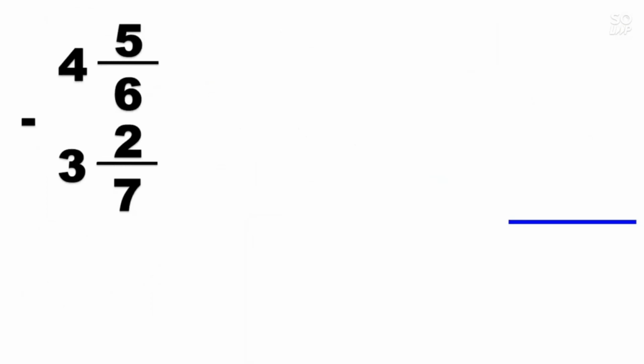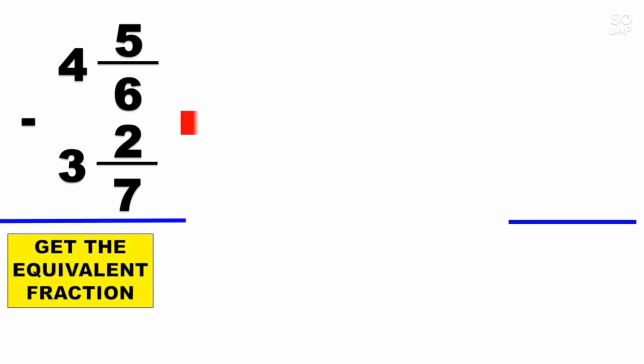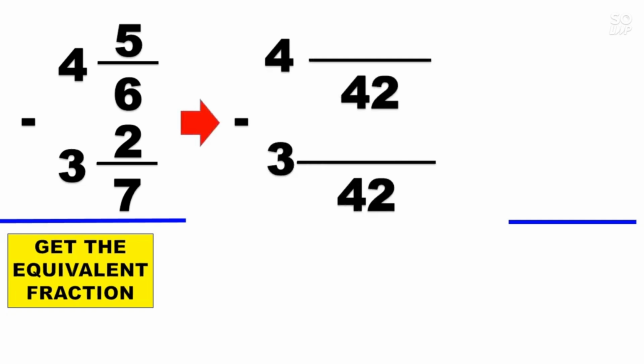Okay, 4 and 5 over 6 minus 3 and 2 over 7. And then, get the equivalent fraction, we have 4. And then, yung denominator na 6, palitan natin ng 42. And then, we have 3. Denominator na 7, palitan natin ng denominator na 42, which is the LCD. Okay, and then the next one, kakopy natin yung numerator na 5, and then, i-divide natin yung 42 divided by 6. The answer is 7. So, yun yung i-multiply natin doon sa 5 na numerator natin. So, magiging 5 times 7.